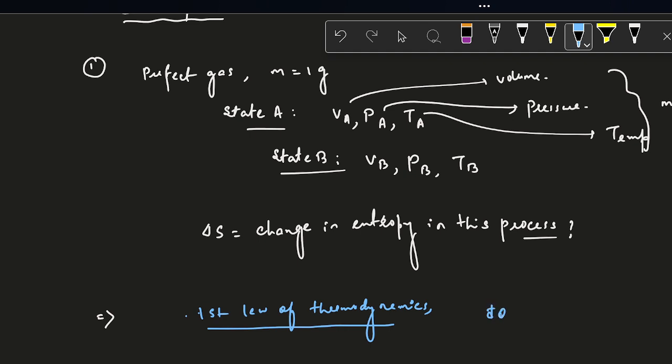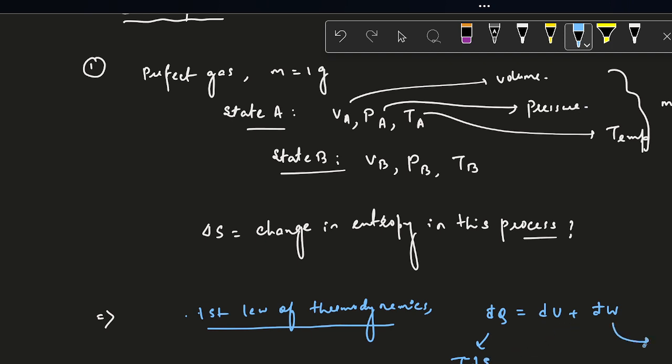So it is dq equal to du plus dw. This is the first law of thermodynamics, where dw is the work done, du is the internal energy change, and dq is the heat that is being exchanged. We know that dq can also be written as T times ds, which is temperature times the change in entropy.